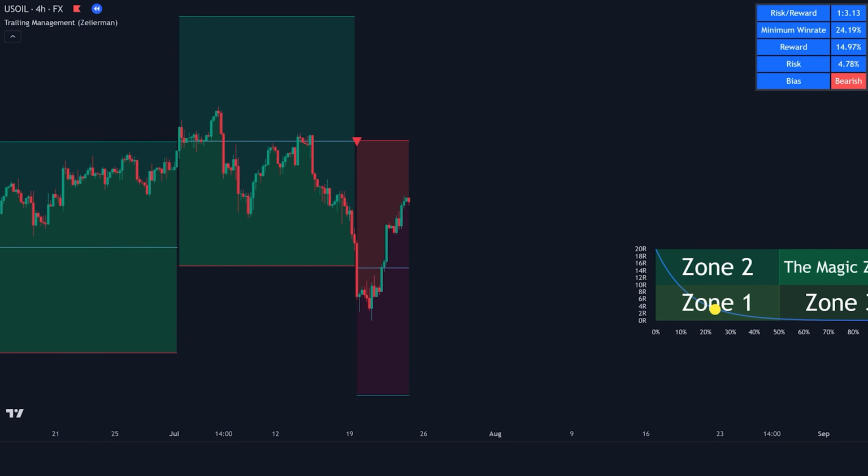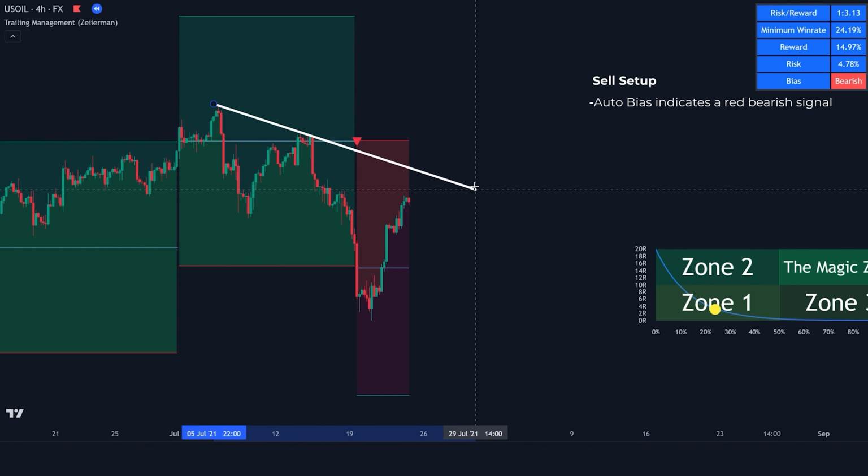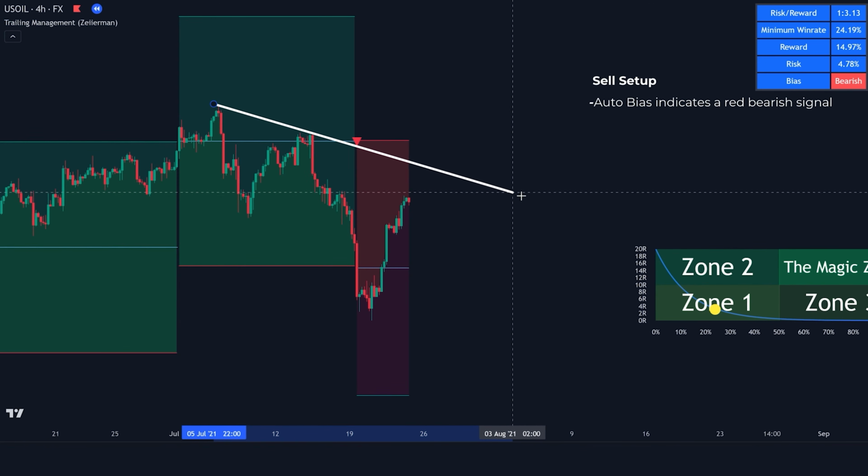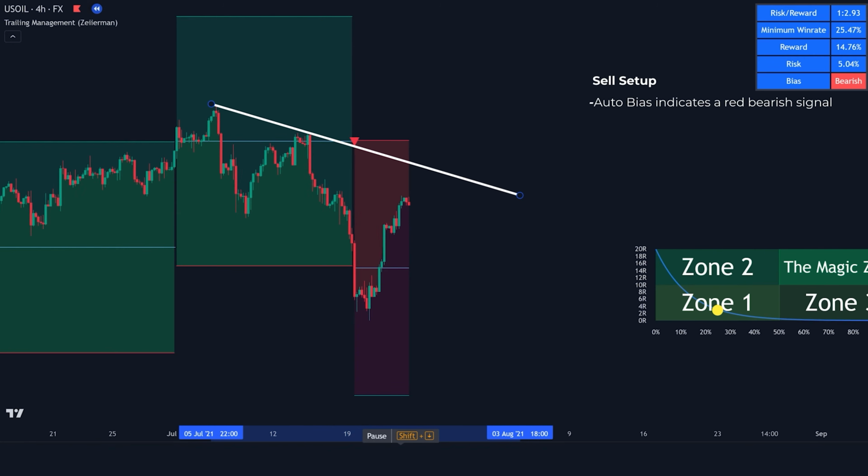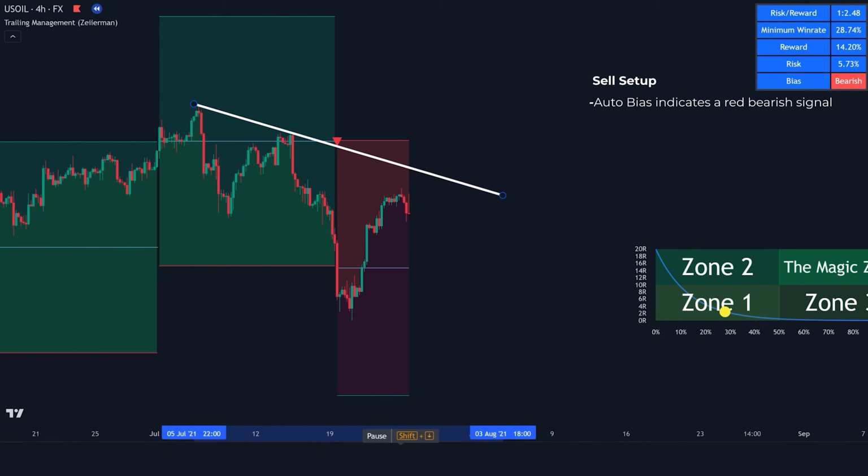Sell entry scenario. The auto bias feature indicates a strong bearish trend, as evidenced by the price making lower highs and lower lows. For a robust sell entry, we'll wait for the price to pull back to the trend line. This strategy allows us to place a smaller stop loss, thereby reducing our capital risk while aiming for higher rewards.